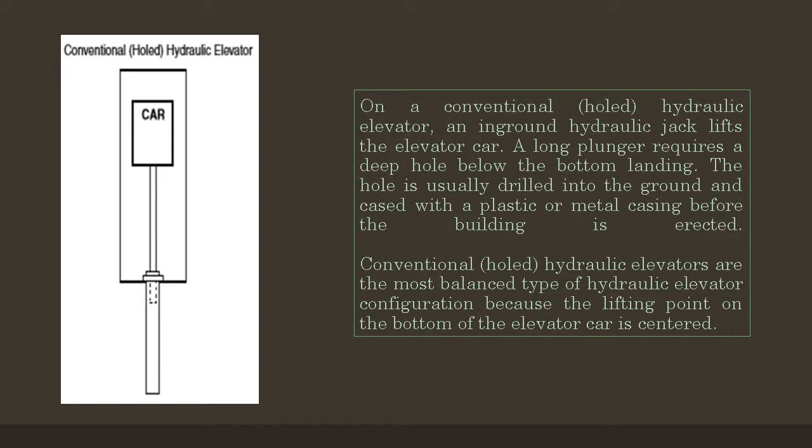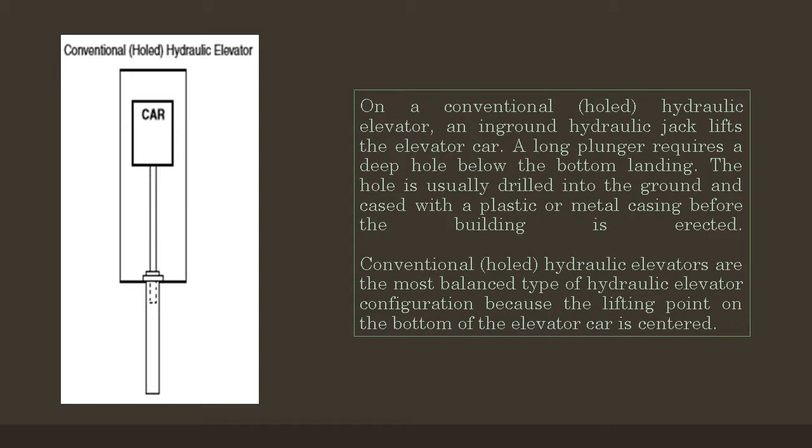On a conventional or "holed" hydraulic elevator, an in-ground hydraulic jack lifts the elevator car. A long plunger requires a deep hole below the bottom landing. The hole is usually drilled into the ground and cased with a plastic or metal casing before the building is erected.